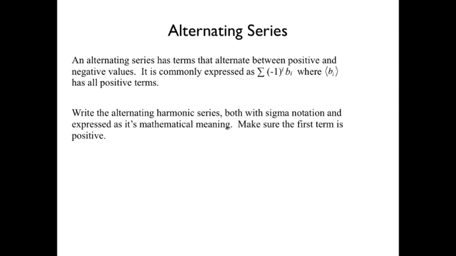Okay, so negative 1 to the i times 1 over i. Does that fulfill it? But then what's your first term, if you do that? Yeah, it would be negative. So we need to, what can we do? We need i minus 1 or i plus 1 in the exponent. So negative 1 to the either i minus 1 or i plus 1, times 1 over i. And then we get the harmonic series, but it's alternating. 1 minus a half plus a third, minus a fourth plus a fifth, etc.